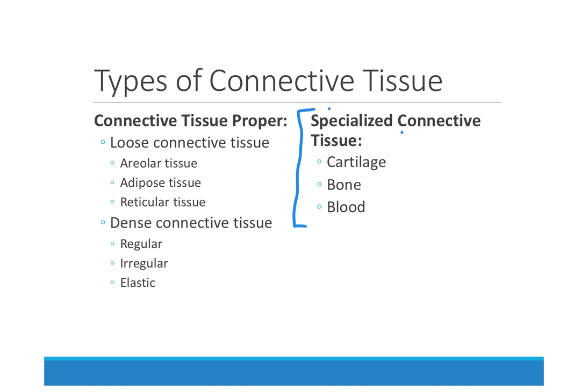Remember that any connective tissue, what distinguishes it is that there's a large extracellular matrix made up of protein fibers in some type of ground tissue. And the things that distinguish the specialized connective tissue from connective tissue proper is how that extracellular matrix is composed.